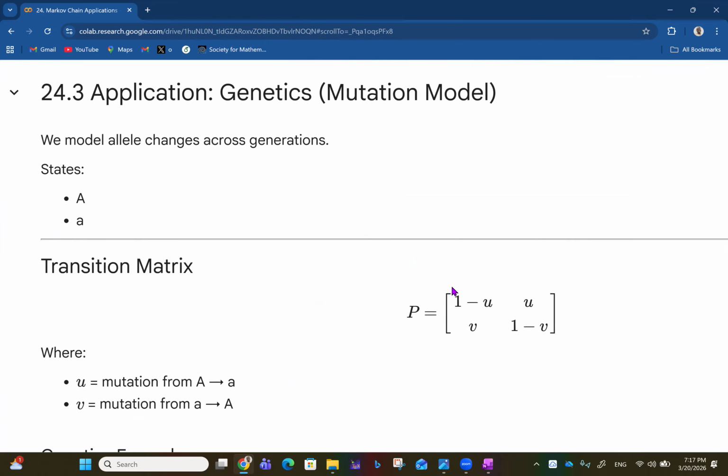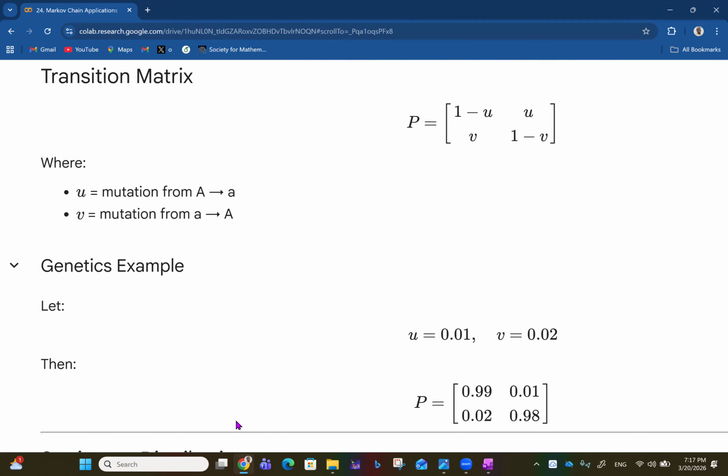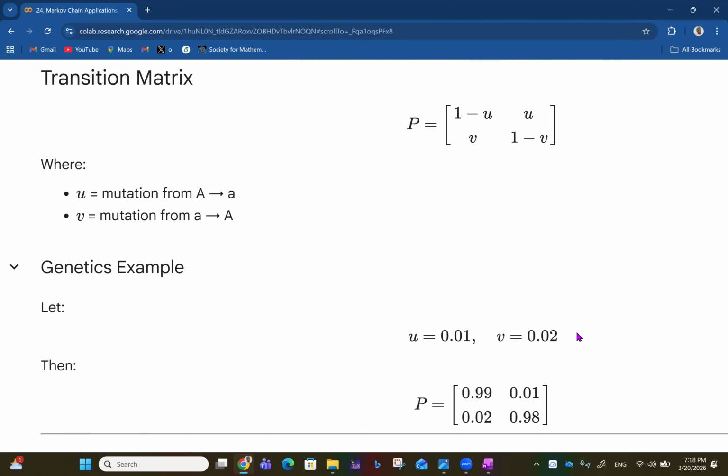So the probability of staying at big A is 1 minus u, right? The mutation from big A to small a, we see that as u, all right? So this is small a, this is big A. Then probability v is the mutation from small a to big A. So we have that. So in the genetics example here, imagine if u is 0.01 and v is 0.02, then we have the transition probability of 0.99 because 1 minus u is 0.99, u itself is 0.01, then v is 0.02 and 1 minus v is 0.98.